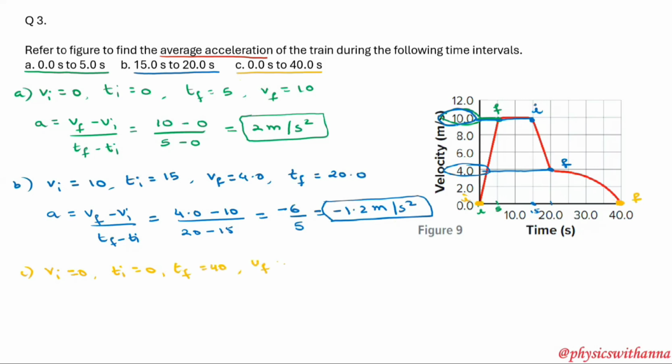V final will be equal to, at 40 seconds, what is the velocity value? Go along the y-axis. It is 0 again. So V final is 0. So we write acceleration A equals V final minus V initial over T final minus T initial, which is equal to V final is 0, V initial is also 0, T final 40, and this is 0. That gives me acceleration as 0 meter per second squared.